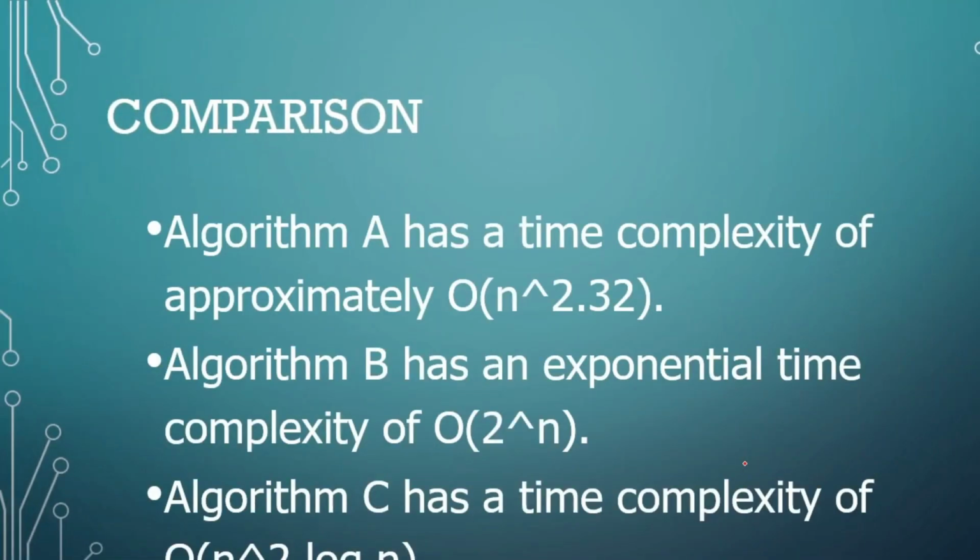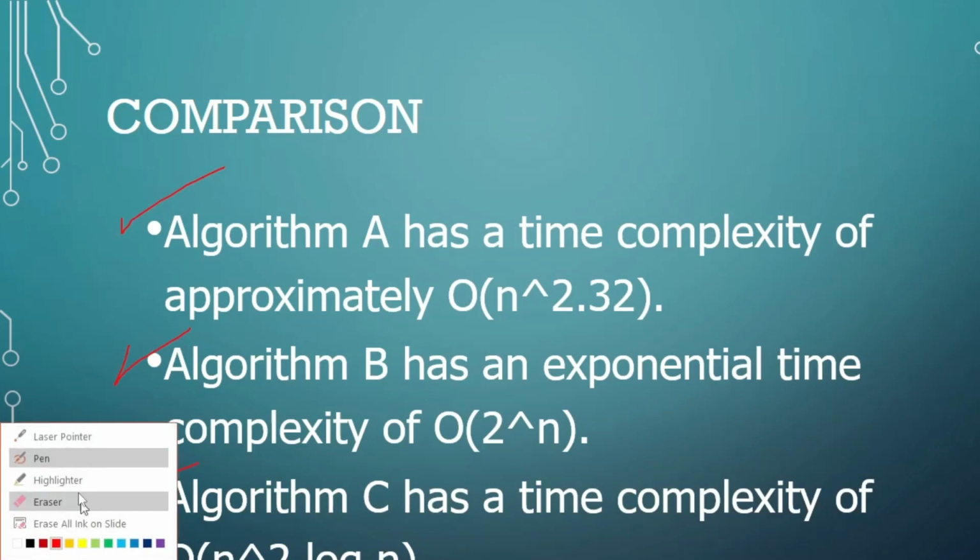So in comparison and in conclusion, we get that algorithm A has a time complexity of approximately big O of n to the power of 2.32. Algorithm B is exponential time, and algorithm C has a polynomial time. So which one would you choose between these three algorithms? Remember, it depends on what type of problem you're solving and the amount of resources that you have at your disposal. I do talk about this more in one of my articles, link in the description below.